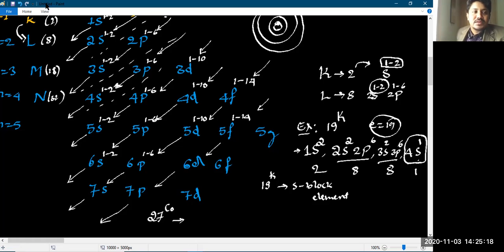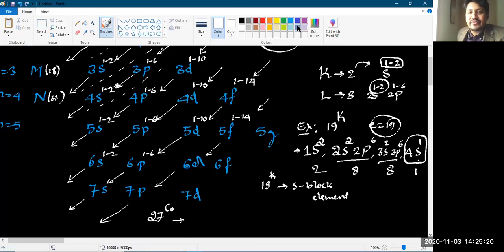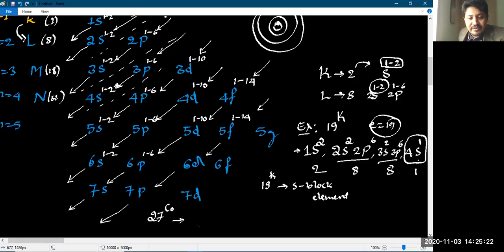So let me write the electronic configuration. How to write it? 27 electrons are there in Co. First, we fill the electrons in the first shell, 1s. How many electrons does it fill? 2, so 1s2. Then 2s2, 2p6. After 2p6, it goes to the 3s.